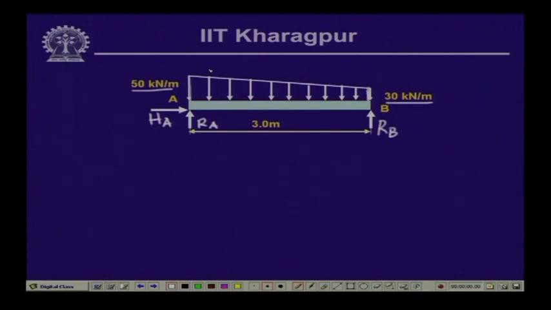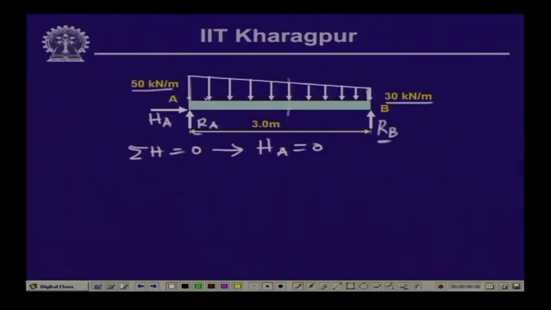Now, if we try to find out the bending moment and shear force at the midpoint, first let us find out the reactive forces R A, R B, H A. Now, if we take the equilibrium of the forces, summation of horizontal forces equal to 0, this gives us that H A is equal to 0, as there are no horizontal forces acting on the beam. So, the value of H A is equal to 0.